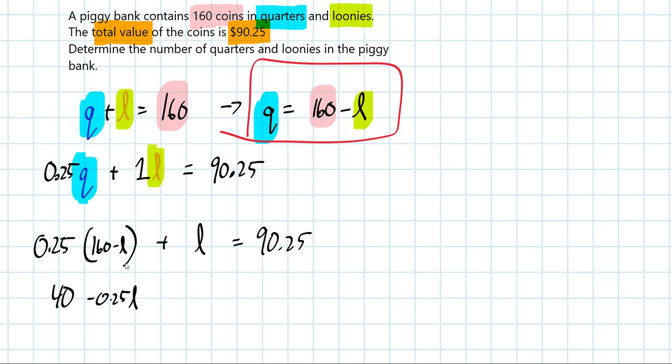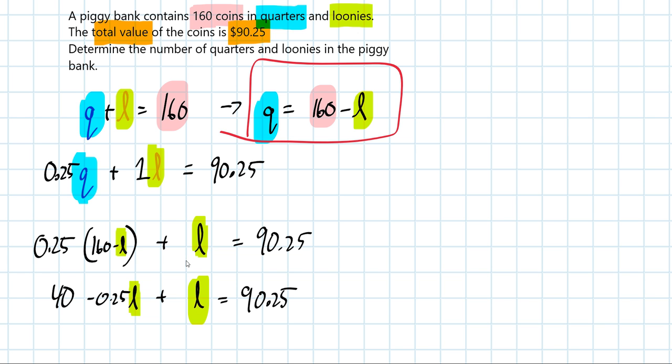So my L has been coming along here. Still the same. L stands for number of loonies. This whole thing here stood for my number of quarters, or the value of the quarters, but now I'm writing it in terms of L. So I'll continue on. Copy down the rest of this equation that I didn't play with.